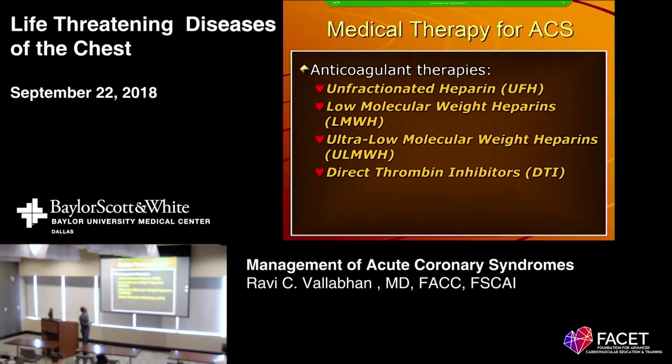The anticoagulant therapy, you can subdivide into four different ones. We're going to go through this really briefly. It's the old tried and true, unfractionated heparin. Low molecular weight heparins, the most common we use being Lovenox or enoxaparin. Ultra low molecular weight heparins are Fragmin and Normiflo. The FDA approved five of them.